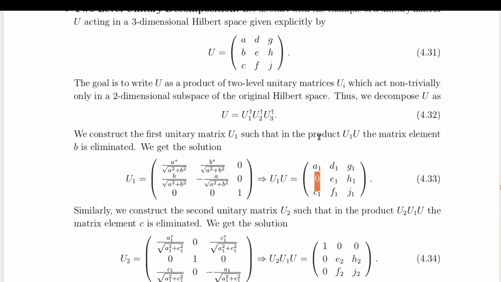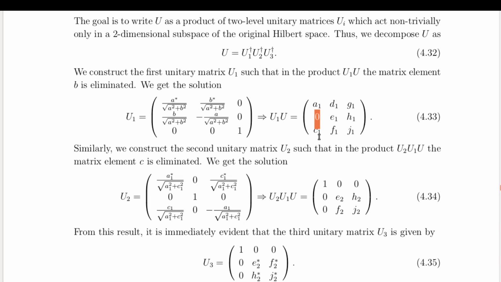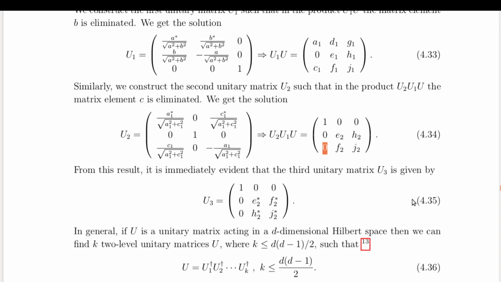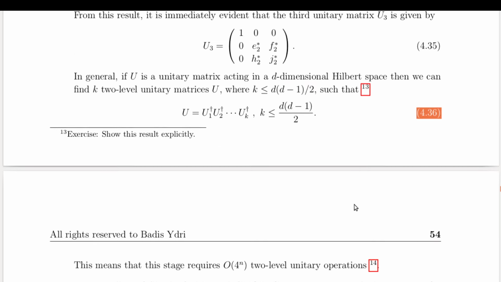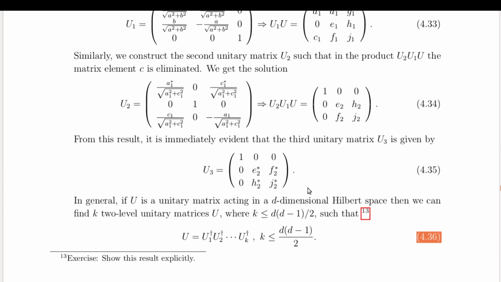The second matrix U2 further simplifies the structure by removing the matrix element C1 as shown in equation 4.34. The third matrix U3 is then given trivially as shown in equation 4.35. This approach generalizes to d-dimensional spaces where up to d times (d minus 1) over 2 two-level matrices may be needed. See equation 4.36. While computationally intense, this decomposition is fundamental to implementing arbitrary unitary operations in quantum circuits.